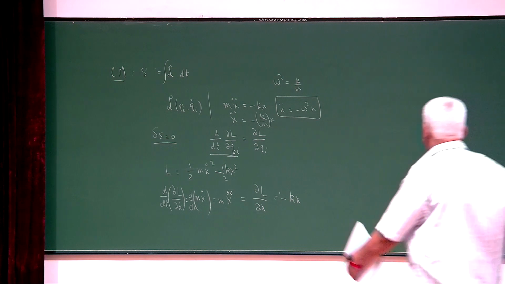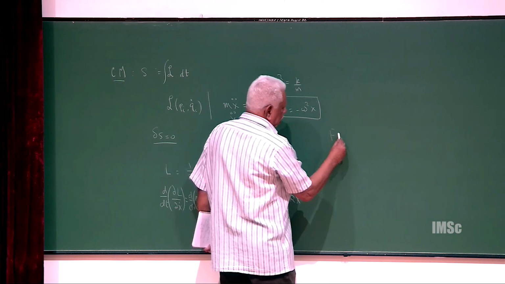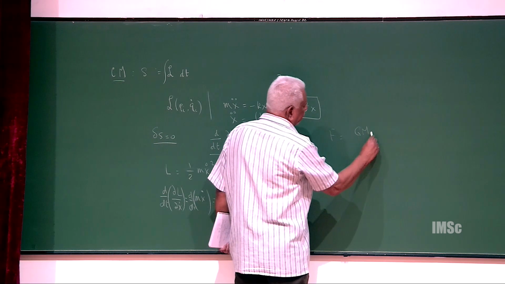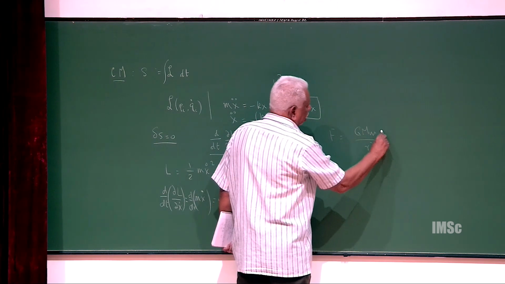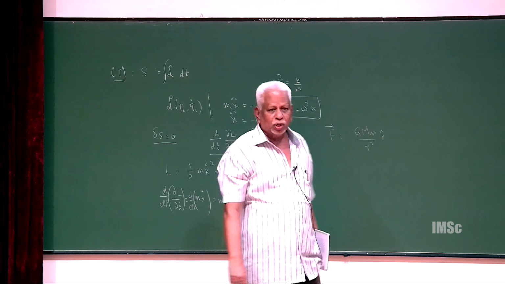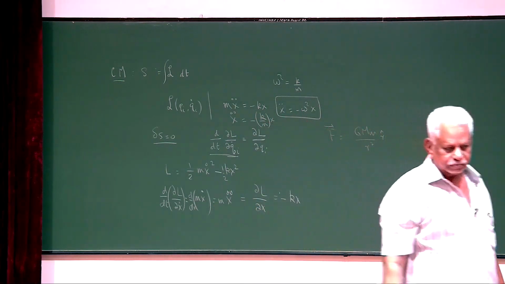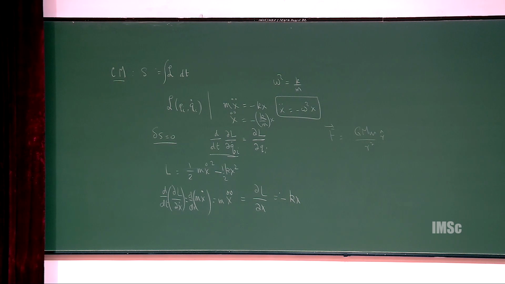Now, when you have force equal to G m M by r square times r unit vector, this is what you call the force between the earth and the sun, Newton's gravity force. The potential for that is G m M by r. It's only 1 by r. If you differentiate, the gradient of 1 by r is 1 by r square times r unit vector. That's all, as simple as that. It's like 1 by x: if you differentiate, you will have minus 1 by x square. That's what I have written down.